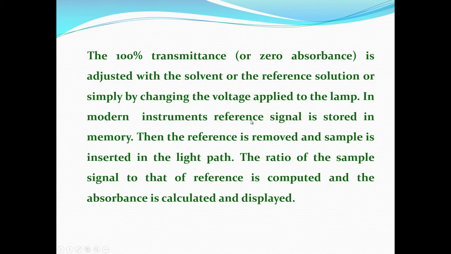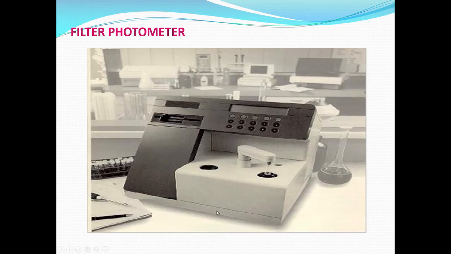In modern instruments a reference signal is stored in memory. So, they will give you only one slot for measurement. The reference is always stored in the memory, you just make your solutions and make the measurements and it will be compared with the stored memory, and then the calibration is computed and the absorbance is calculated and displayed either as absorbance or transmittance or in concentration terms. So, this is a very popular filter photometer.